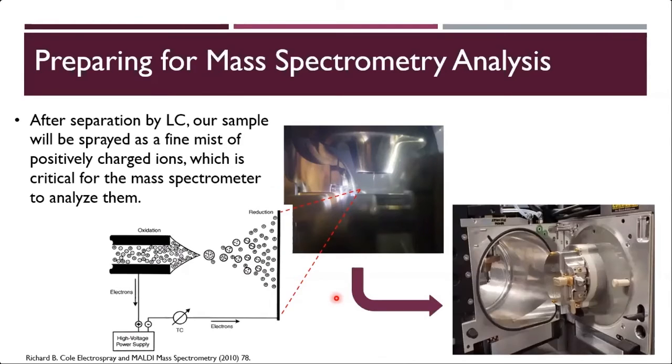After it is injected through here as a mist, it will actually go into the mass spectrometer. You might be able to see it here. This is the entrance to the mass spectrometer. What will actually happen is our sample will be sprayed downwards, but the mass spectrometer entrance is actually on this side, as you can see here. So it will come down and go 90 degrees into the mass spectrometer.